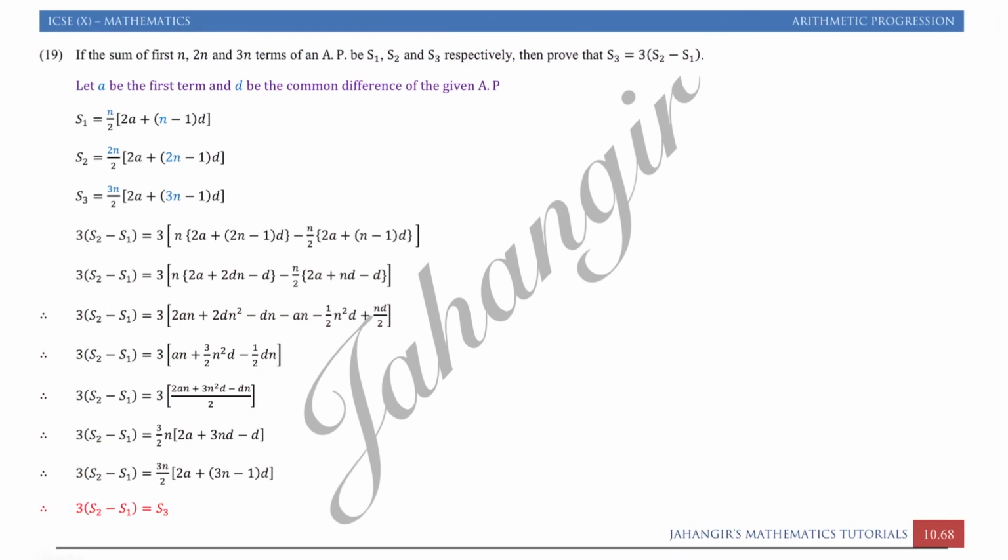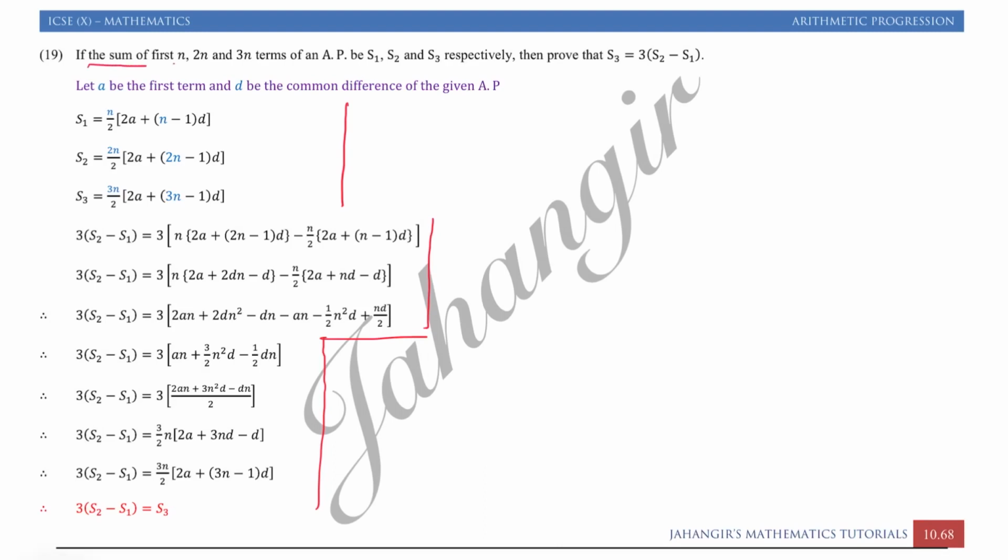Now the 19th question is the last question. It's again a proof question, as I told you in the first exercise of chapter 10. Same arithmetic. Proving sums is not usually going to be asked in the board exam for arithmetic and geometric progression. But still we are going to do some proof questions. So here we are going to solve the 19th question.